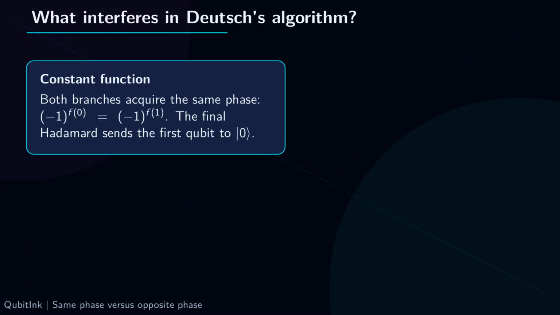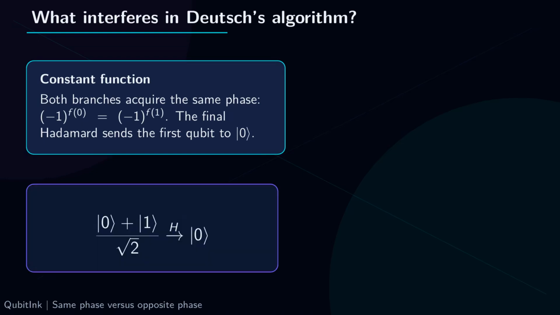For a constant function, both computational branches acquire the same phase, minus 1 to the power f of 0 equals minus 1 to the power f of 1. So the first qubit is proportional to ket 0 plus ket 1 over square root of 2. The final Hadamard maps this state to ket 0.